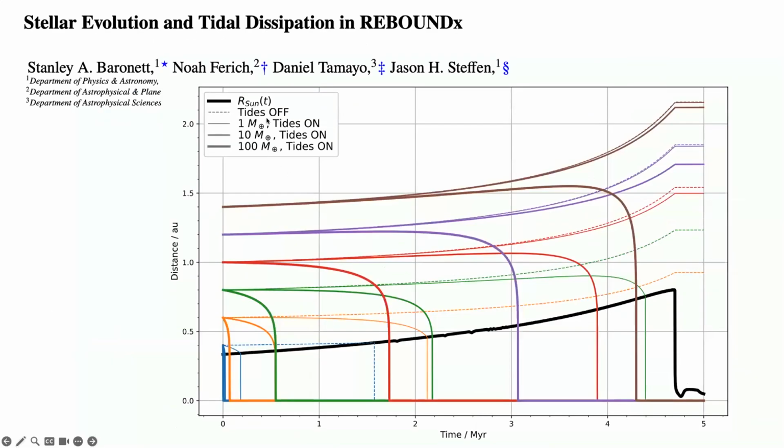So this is some of the results from the stellar evolution and tidal dissipation. Stanley Baronet was an undergraduate student when he did the development, and so Stanley and Noah were both undergraduate students when they did this development. And this is the paper that has that physics in it. So this just shows that you do get engulfment because of the interaction of the tides with different massed objects at different starting distances.